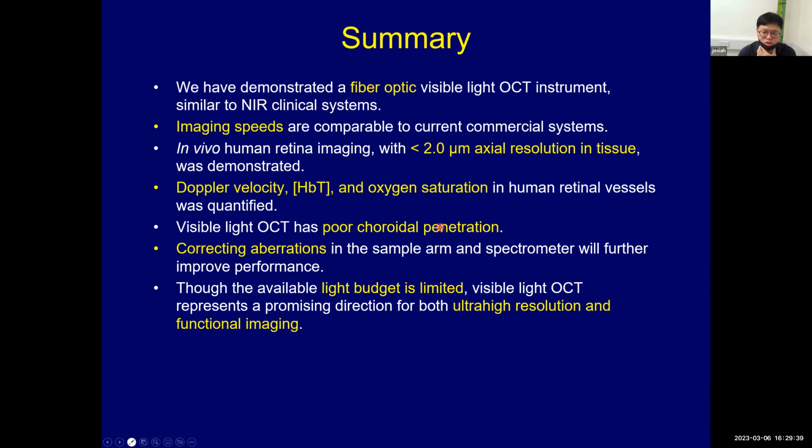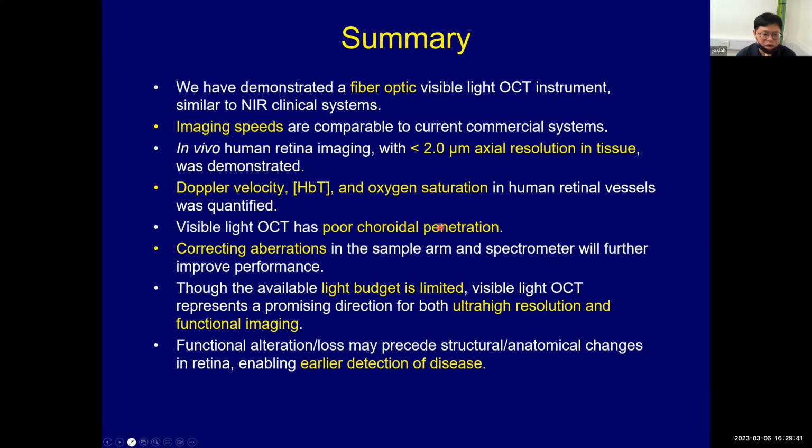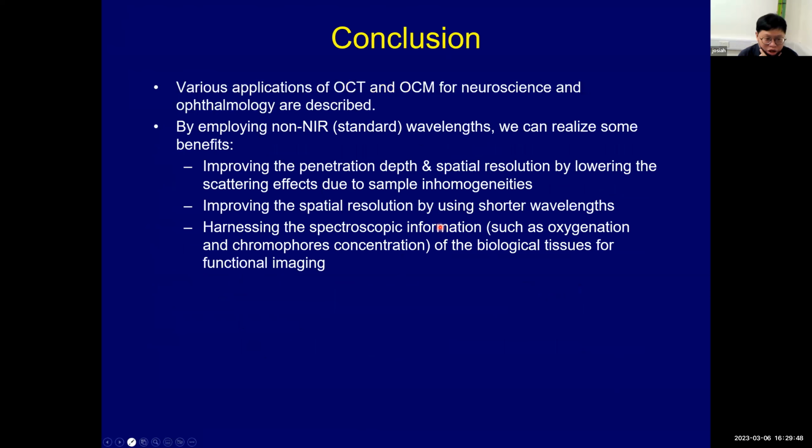I'm probably not going to talk too much on this slide, since it has already been summarized in some of the previous slides. To conclude my talk, I hope by now I have introduced to you some of the applications of OCT in neuroscience and ophthalmology, using non-standard wavelengths. When I say non-standard, it means non-near-infrared wavelengths. We can realize some benefits.